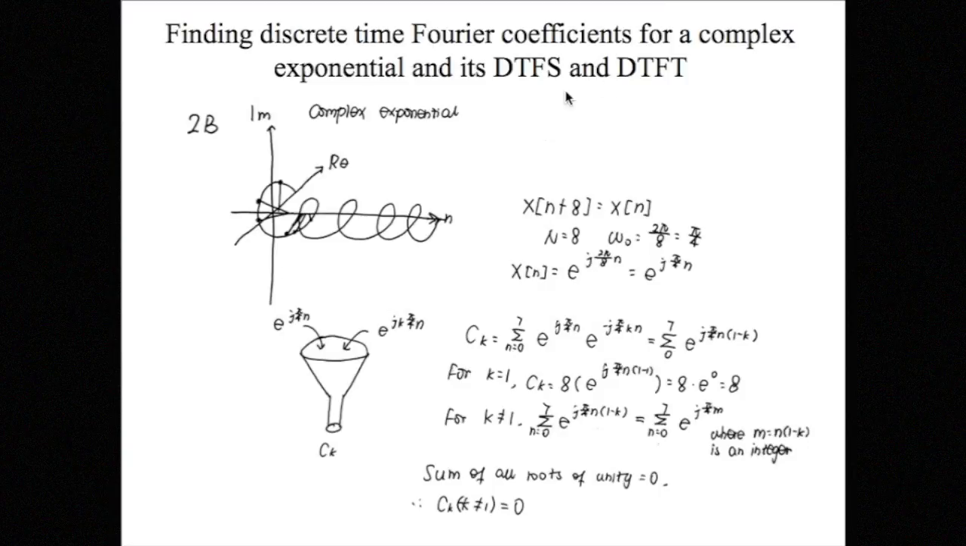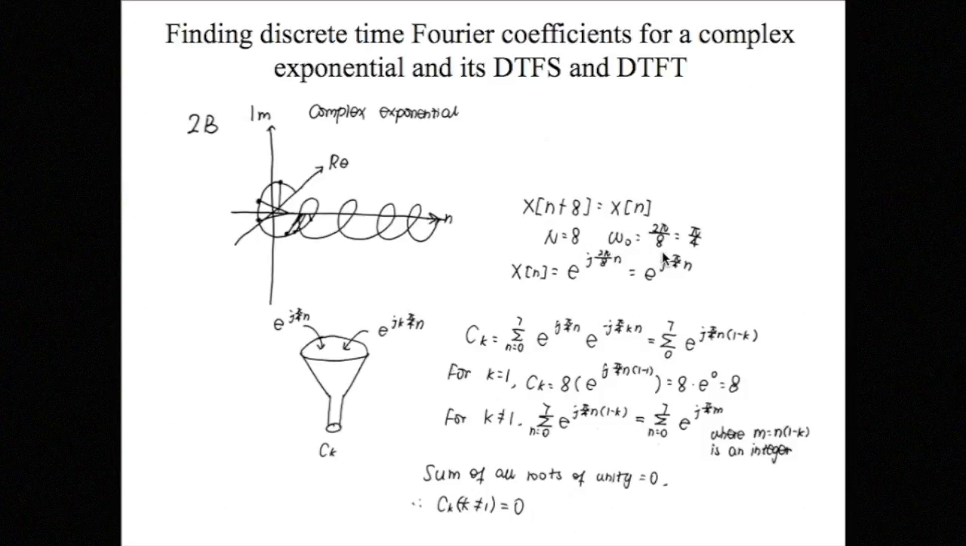Here is another complex exponential example with different period. It is repeated after every 8 samples. From the definition of period, we understand that x of n plus N equals x of n. If this relation is satisfied, the period is referred to as capital N. For this particular function, we have x of n plus 8 equals x of n for all values of n. Hence, we can infer the period N equals 8.